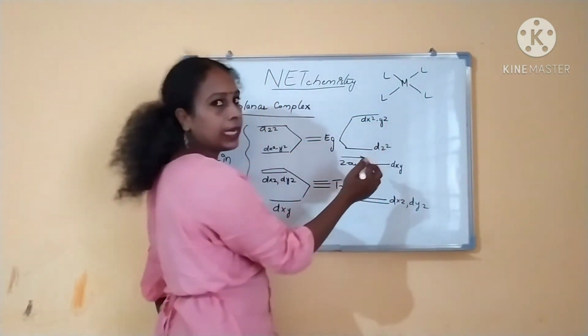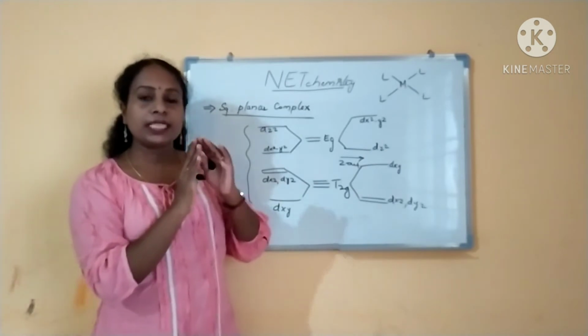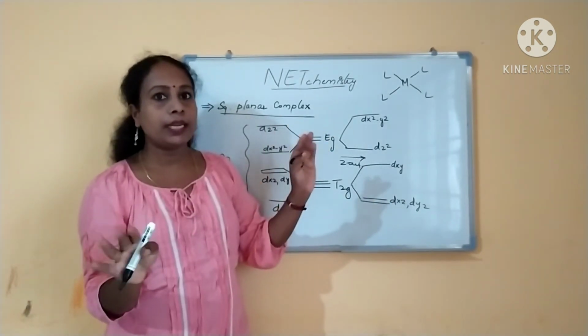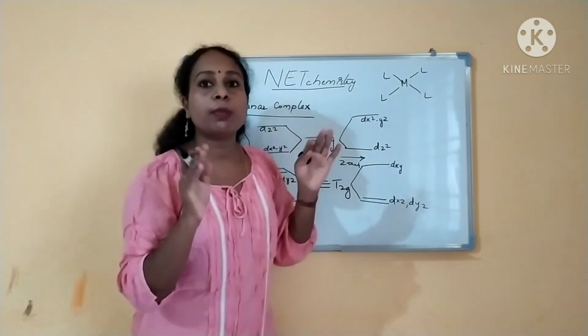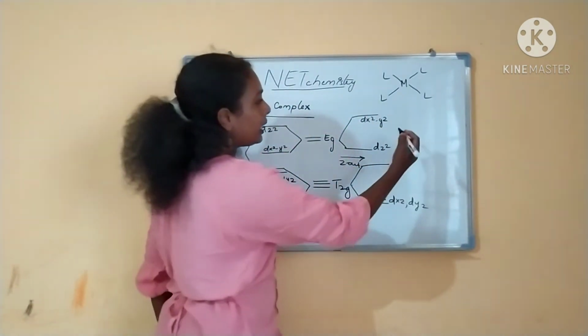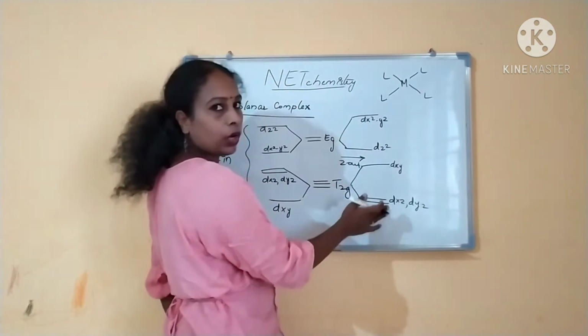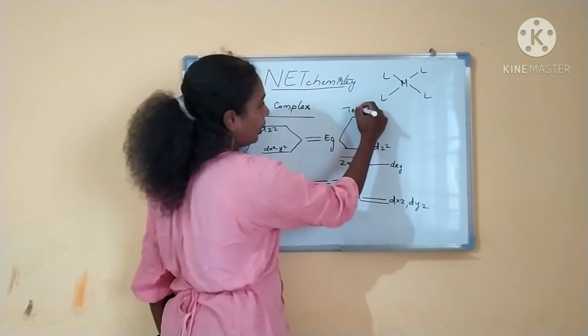What about Z ligands? Z ligands are not there. They have gone away completely, right? There is only the XY orbital there. So what will happen? XY splitting will be more here. So a square planar complex is a tetragonal environment, right?